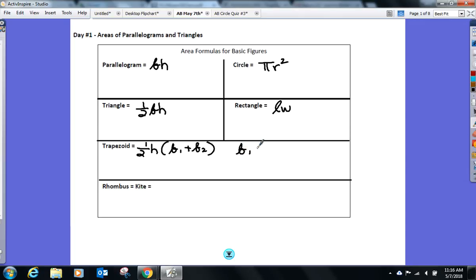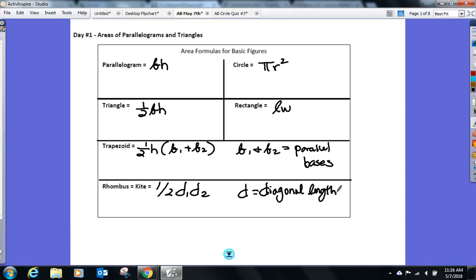So just to make a little note, B1 and B2 are the parallel bases. Okay, those are the parallel bases. Rhombus, kite, 1/2, and I'll just write it. You tell me what the variable represents, D1, D2. Think about a kite and a rhombus. Diameter. Diagonal length, yep. Diagonal length.